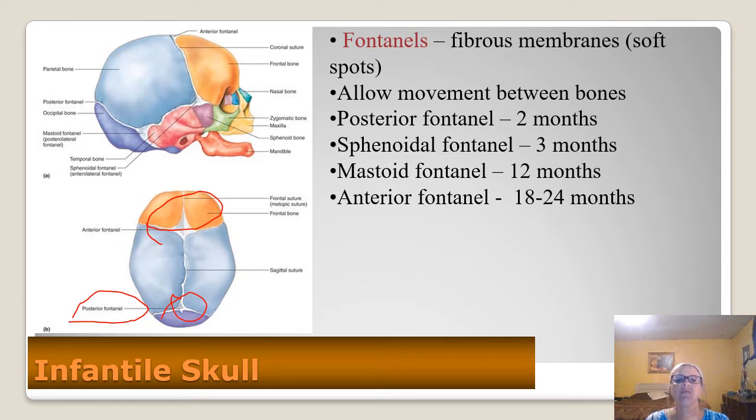Then you also have the sphenoidal fontanelle and the mastoid fontanelle. And you can find those right here. There's the sphenoidal, which is near the sphenoid bone, and then the mastoid fontanelle, which is kind of near this mastoid process there. So be sure you know these.